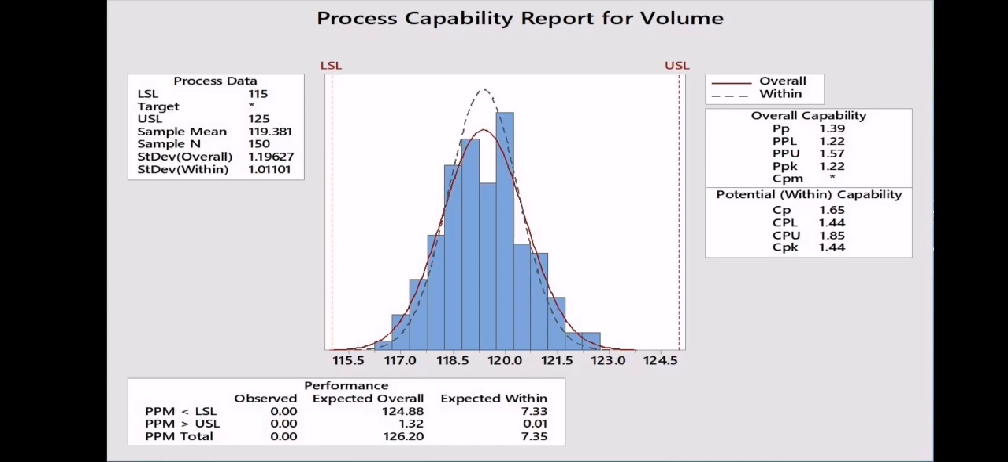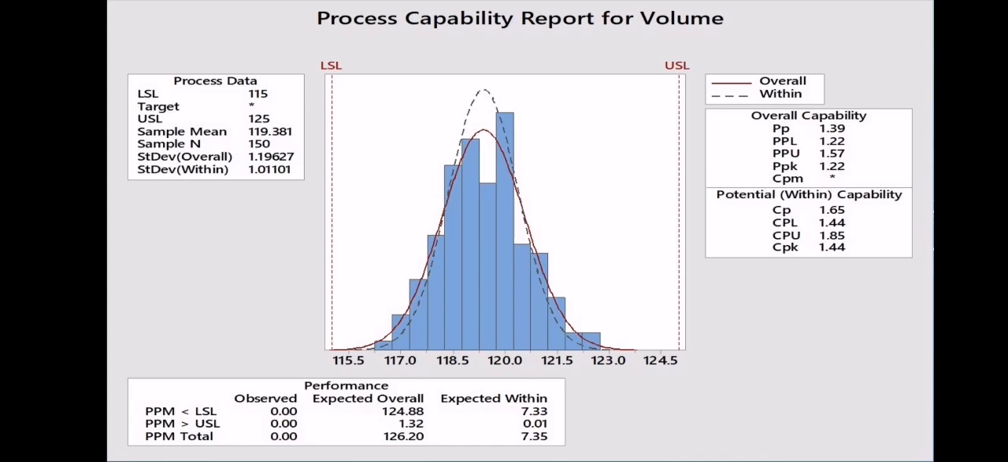The two curves that are drawn on the graph represent the short-term and long-term behaviour of the process. The dotted or dashed curve shows the within behaviour. That shows how the process would behave if there was no time-to-time variation. And the solid red curve shows the overall behaviour of the process, which shows us what is actually happening with the performance of this process.